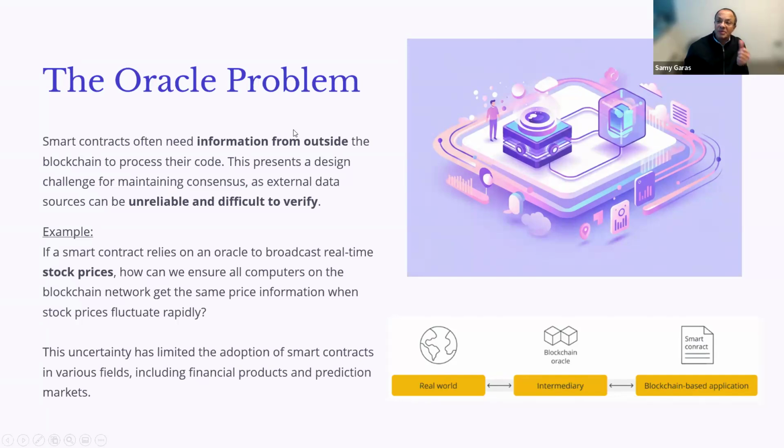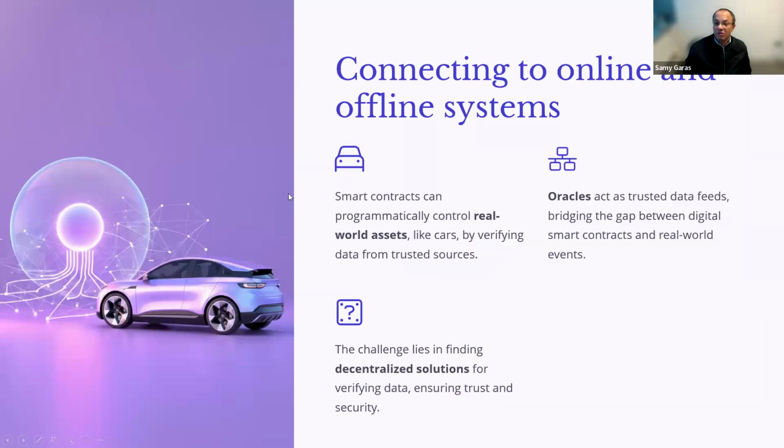So with the Oracle problem, the information may be inaccurate, or it doesn't arrive at the same speed as it happens in real life. So we need to find some kind of resolution for that. By connecting to online and offline systems, a smart contract can programmatically control real-world assets like cars. This is what I was trying to explain earlier: we used to have smart contracts for digital assets, digital goods and services, but now they go beyond the digital side, to real-life assets like cars, lands, and buildings. We can sell them by using a smart contract.